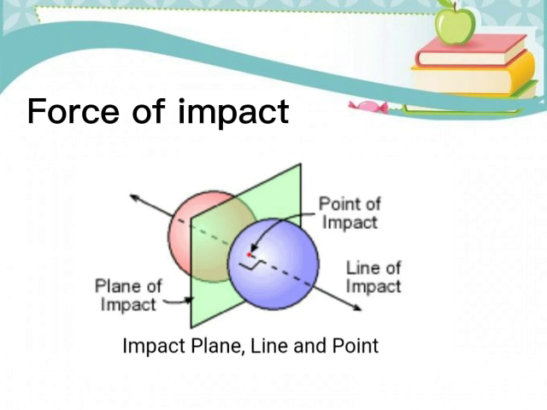The force of impact is when two free-moving rigid bodies collide, the force of the impact is directed perpendicular to the plane of impact when friction is neglected. The line of impact is perpendicular to the plane of impact as shown in the diagram. So here is the impact plane, line, and point diagram.